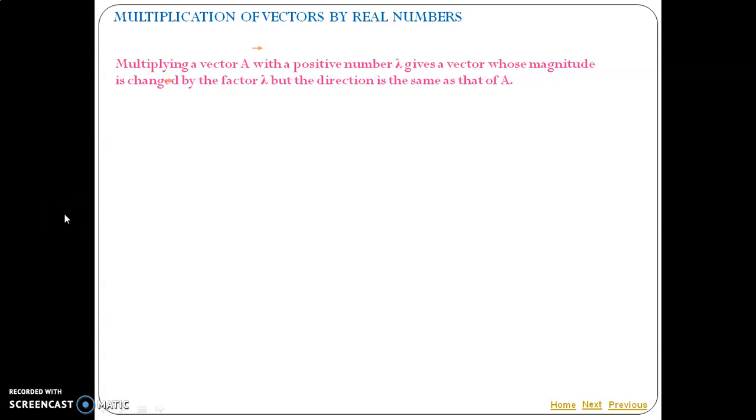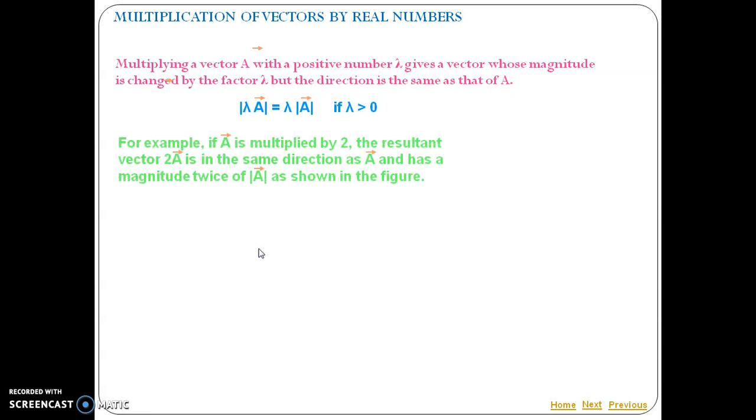Today we are discussing a new topic, multiplication of vector by real number. In this, you can see that a real number is a scalar quantity, and when you multiply a vector with a scalar quantity, only the magnitude of the vector will change, the direction will remain the same.